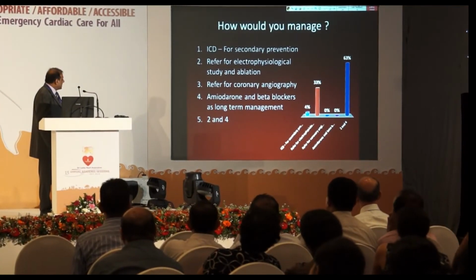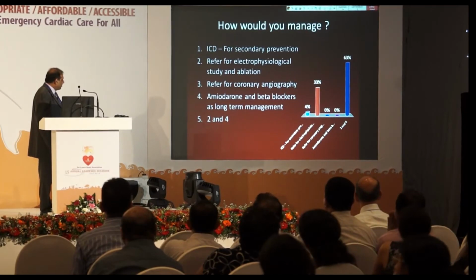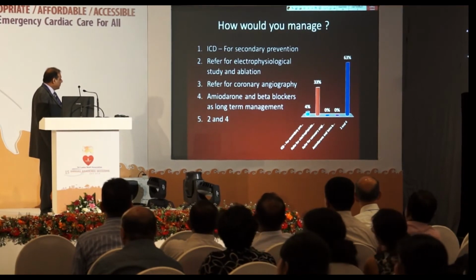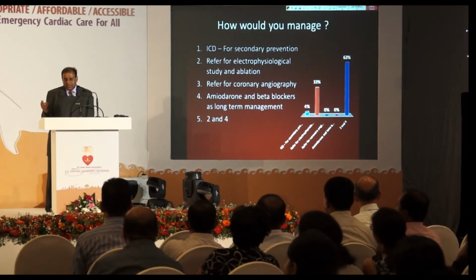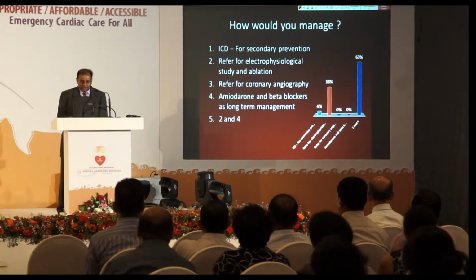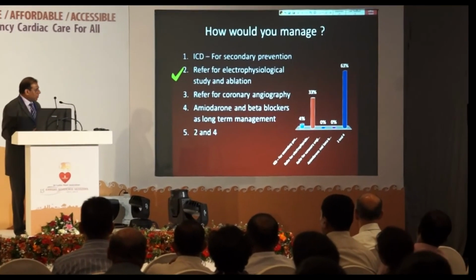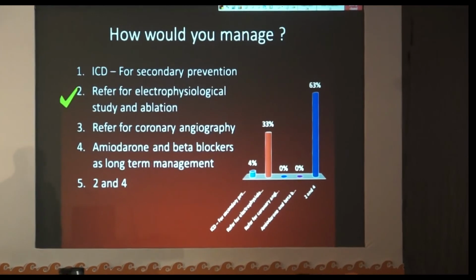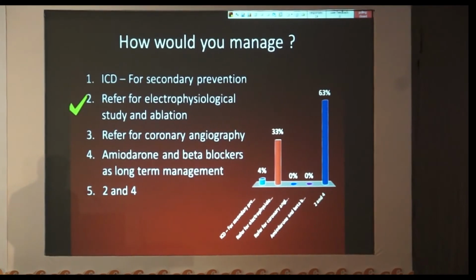Okay, 33% said refer to EP and go for ablation. 63% made choices in both, like EP or amiodarone and beta blockers as long-term management. Well, if you are to select a single answer, we would go for referral for electrophysiological study and ablation, although 2 and 4 together are not really incorrect, depending on where you are based and what facilities are in existence.